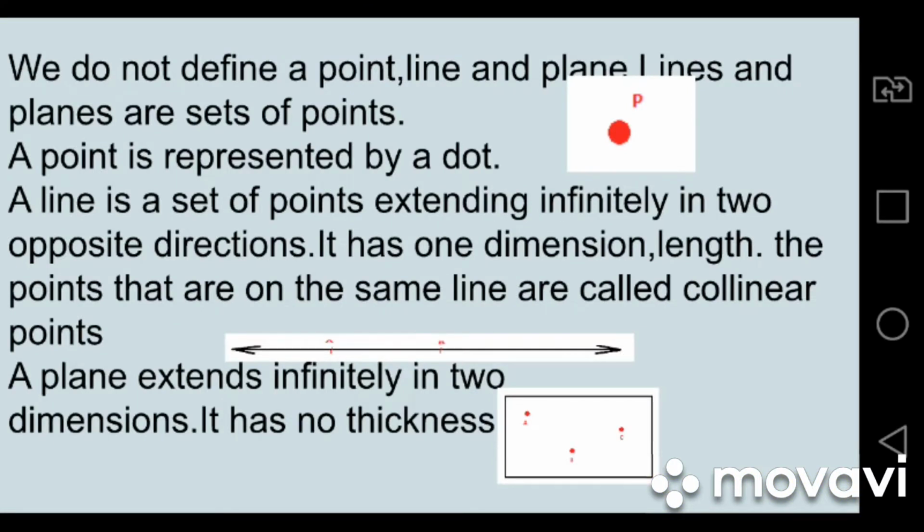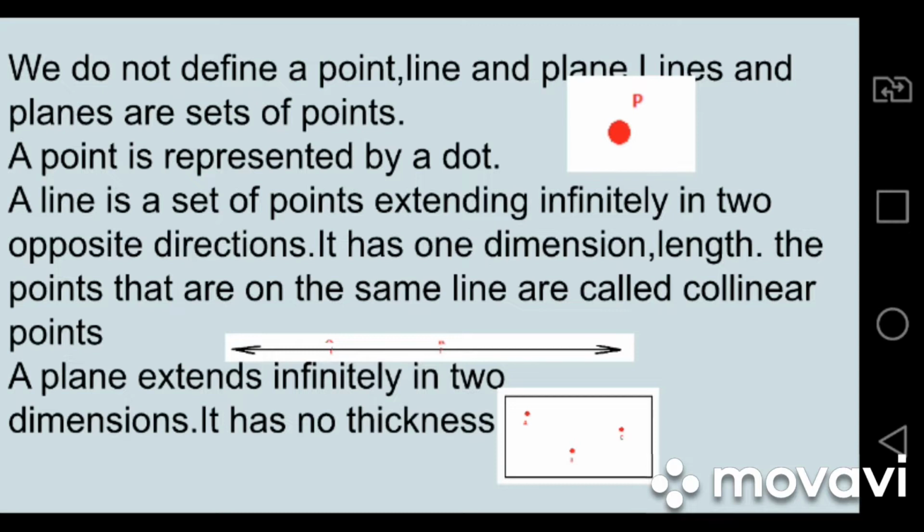We do not define a point, line, and plane. Lines and planes are sets of points. A point is represented by a dot, for example, point P. A line is a set of points extending infinitely in two opposite directions. It has one dimension, length.